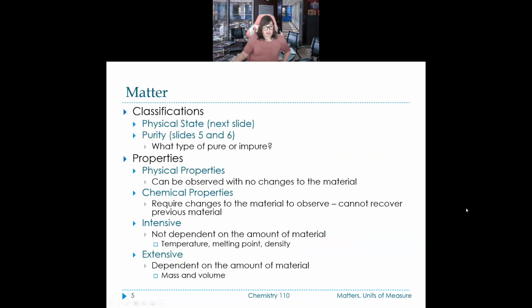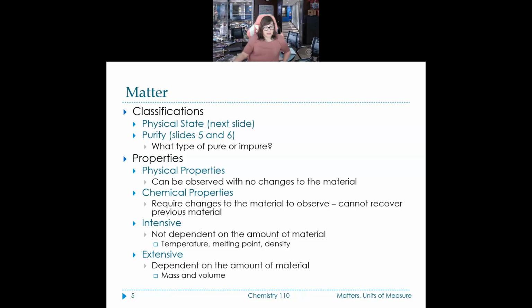So when we talk about matter, we can classify matter in terms of a number of different things. So its physical state, i.e. is it a gas? Is it a liquid? Is it a solid? That kind of thing. We can talk about its purity. We can talk about its properties.